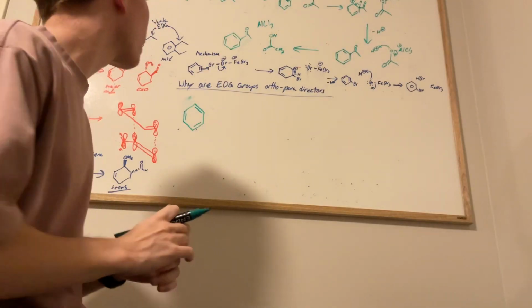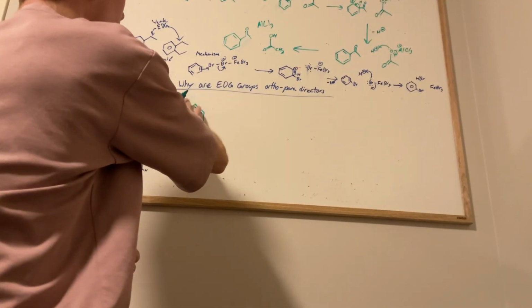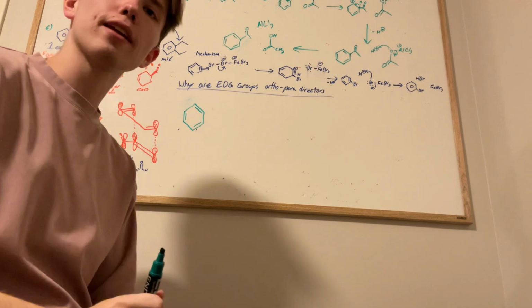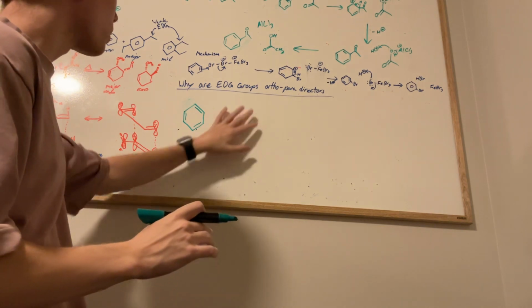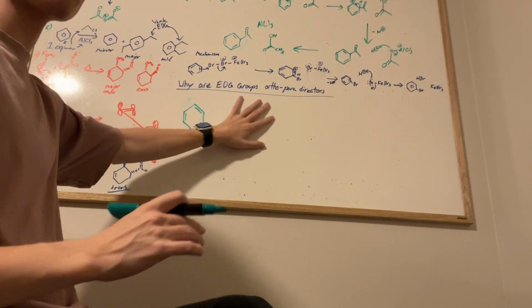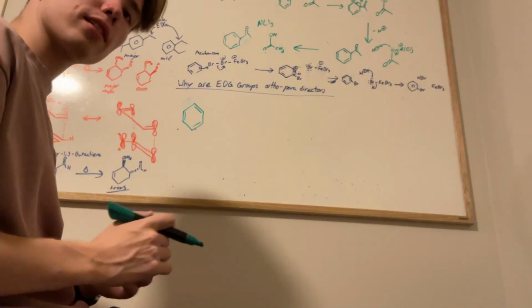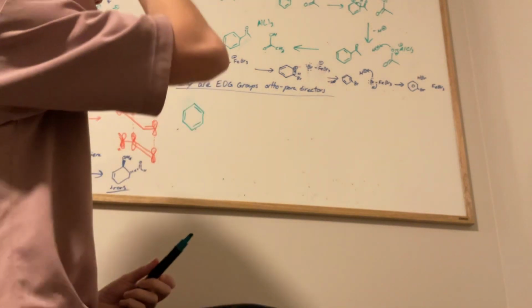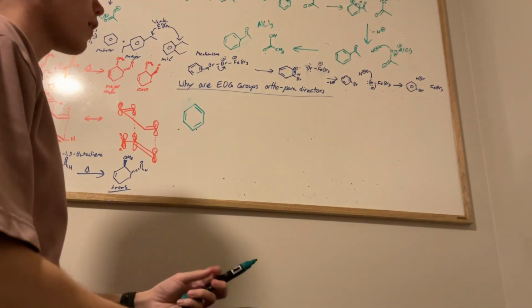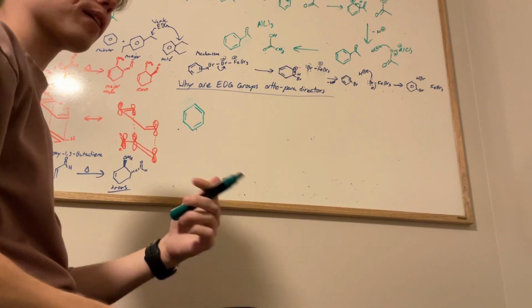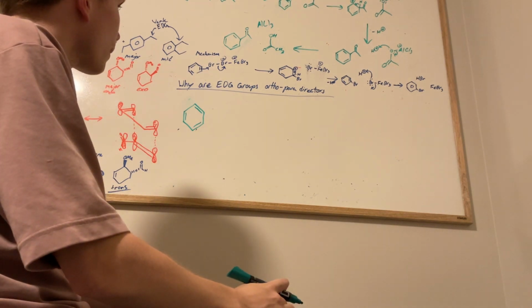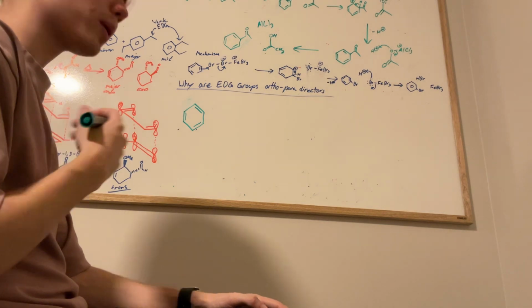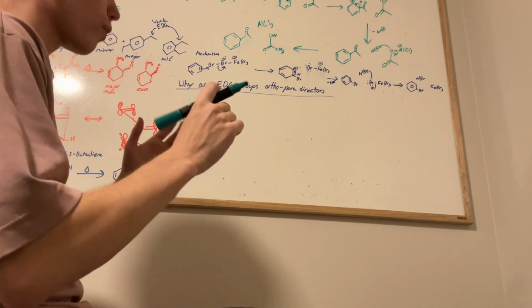Okay, so today what we're looking at is a component of electrophilic aromatic substitution reactions. Specifically, it's about electron donating groups attached to benzene rings, and we're wondering why they are ortho-para directors. I think there are a few ways to think about this, but the way that I know best and that works best for me is through resonance.